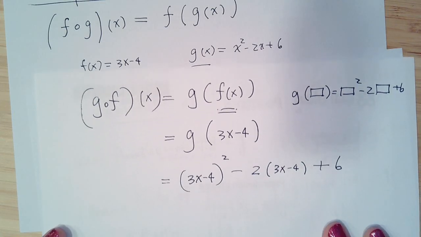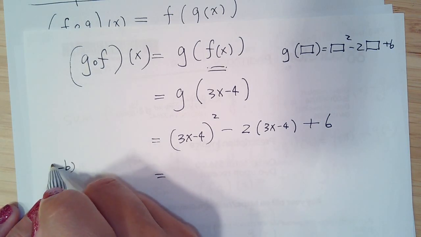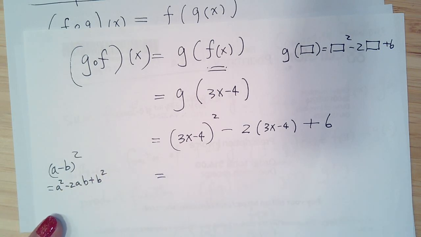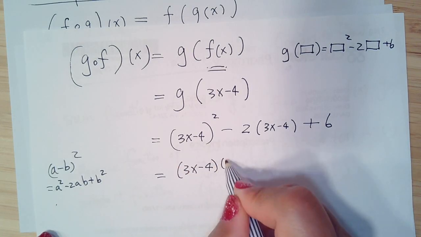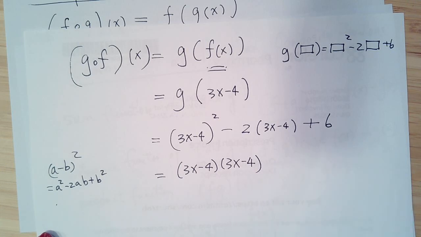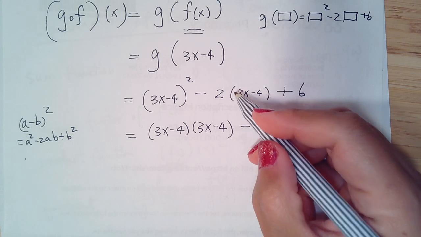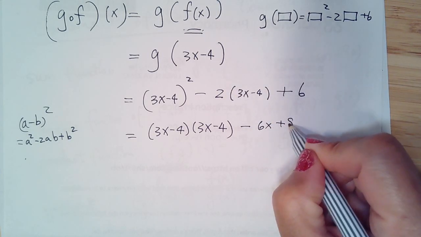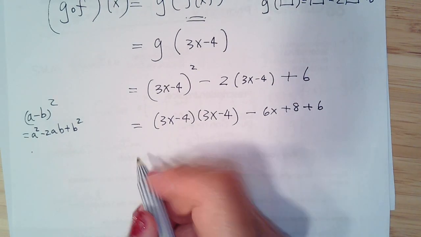Okay, can I continue? So for 3x minus 4 squared, you either use the formula (a minus b) squared, which is a squared minus 2ab plus b squared, or you can do 3x minus 4 times 3x minus 4. If you don't remember the formula, you can use the FOIL method. And then next, distribute this 2, so you get negative 6x, negative negative gives a plus 8, and then plus 6 at the end. So we just need to do FOIL.